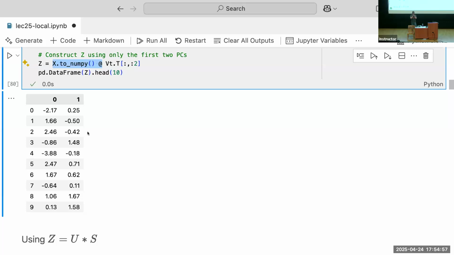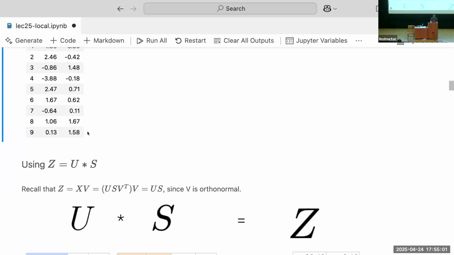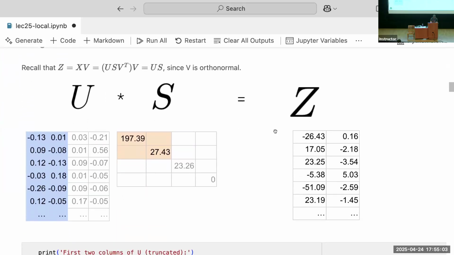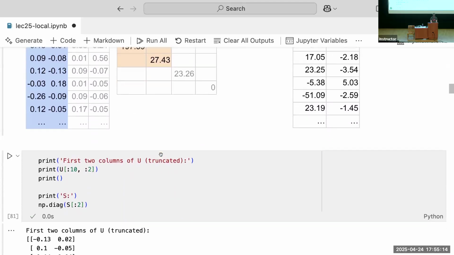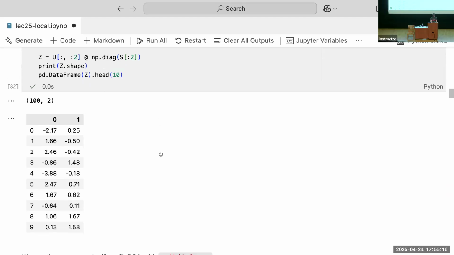V has the principal components, the recipes for making our latent features. And then we can also do it with US. Like I said before, the columns of U are just the normalized columns of Z. We scale them up with S, and it would give us exactly the same values of Z. So I'm not going to worry about this. Let me give you the actual visualization now.